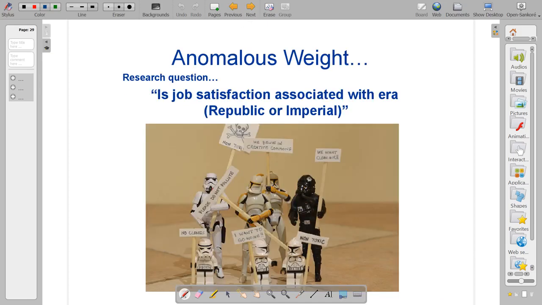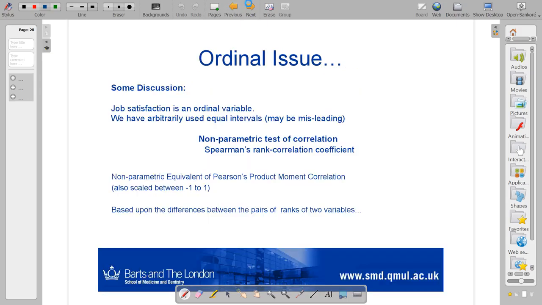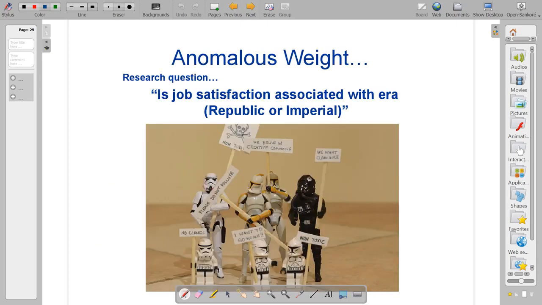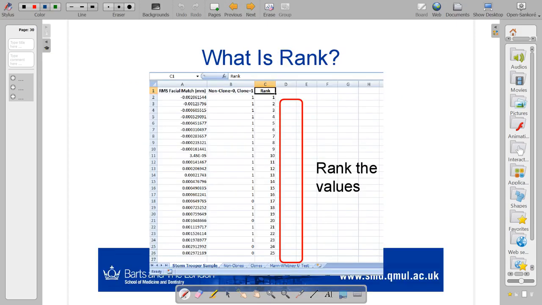Oh, there you go. I thought, given that we've got people at the picket lines today, we can have this question: is job satisfaction associated with era? Is it? I don't know. Anyway, the question was, what is rank?